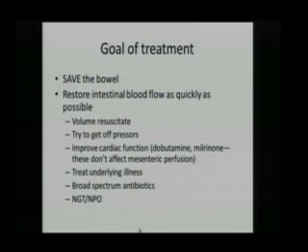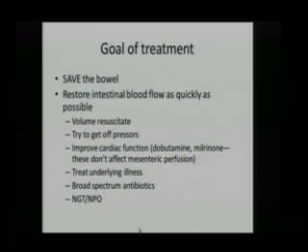So your goal of treatment is save the bowel. You may not be able to do that. You want to restore intestinal blood flow as quickly as possible. This is not a bypass. This is hydration, blood products, whatever. And so you try to volume resuscitate them. I think the easiest way to resuscitate somebody now is a FloTrac. I mean, that's within minutes. You can see that something's happening.